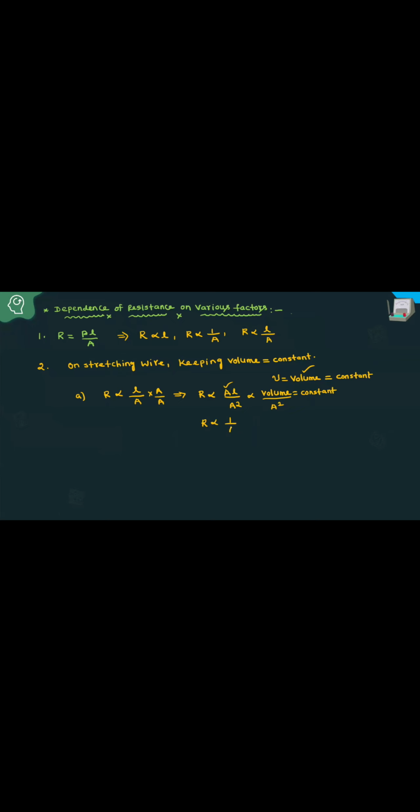The resistance is inversely proportional to the square of the cross-sectional area of the conductor. Very important observation at constant volume. During solving of problems, this observation is important, but you have to concentrate. Therefore, how can we write, friends? R2 by R1 equals A1 squared by A2 squared, at constant volume.